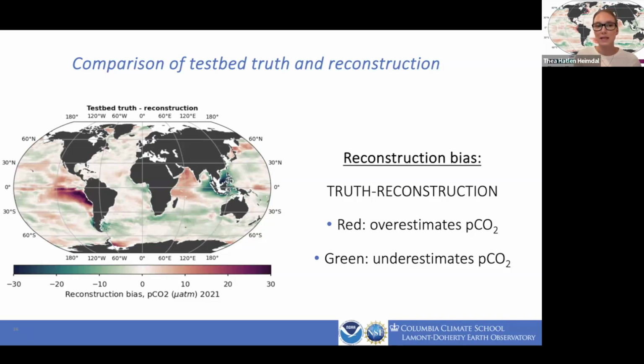And now, since we're using a testbed, we can look at every single area of the ocean, not just where we have test data. And we can see there are certain regions that are more problematic than others. And also there are certain regions where our reconstruction is actually doing pretty good, where we see biases around 0.